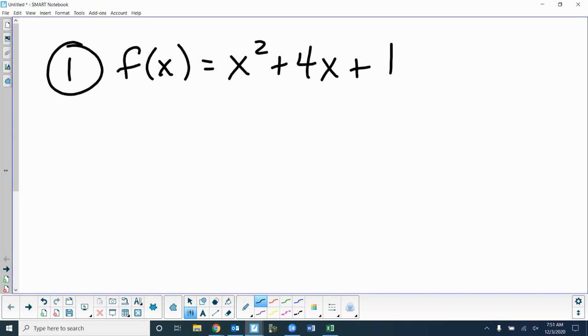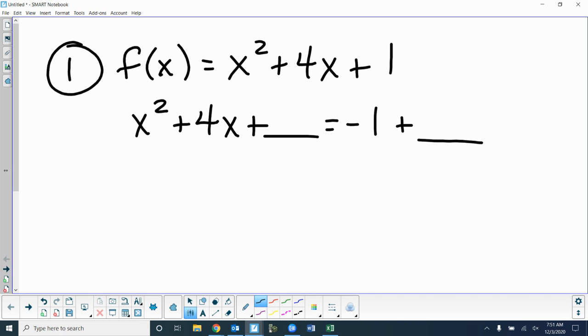Okay, so when we complete the square, we want the ax squared and the bx on one side, add a blank, and take whatever the c is and move it to the other side. Okay, so when I move that to the other side, I'm changing that +1 to a -1.